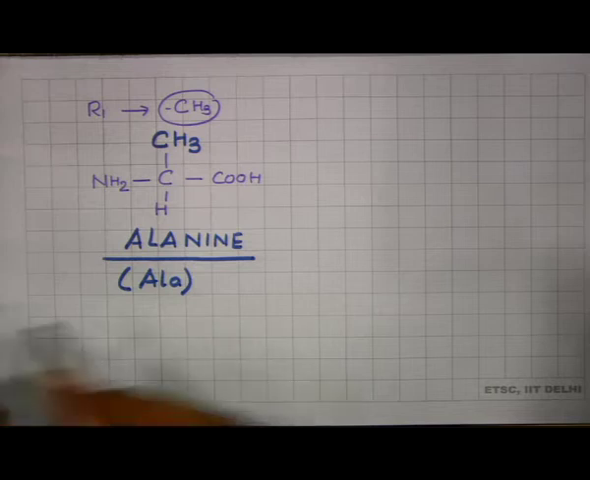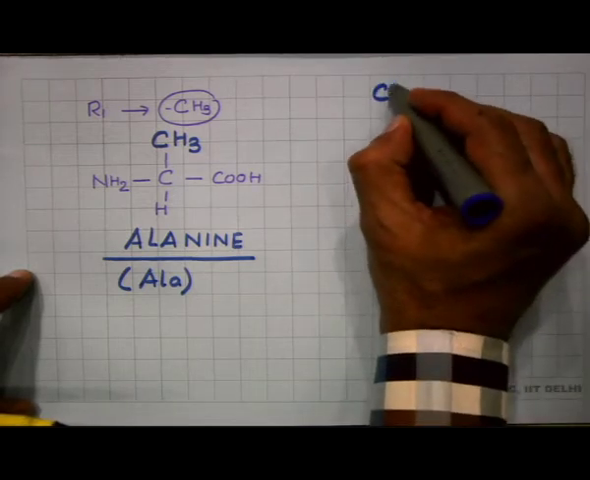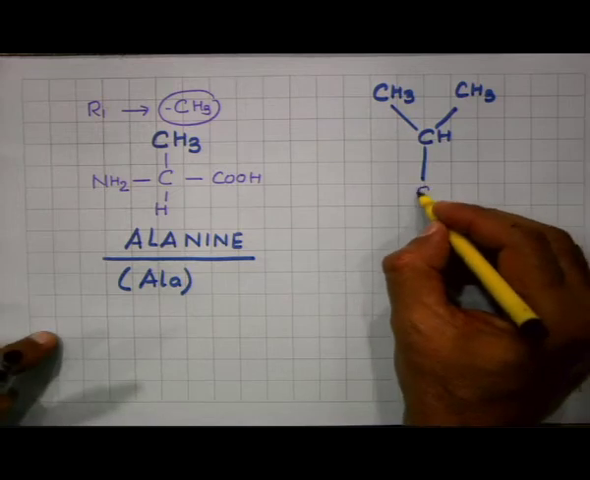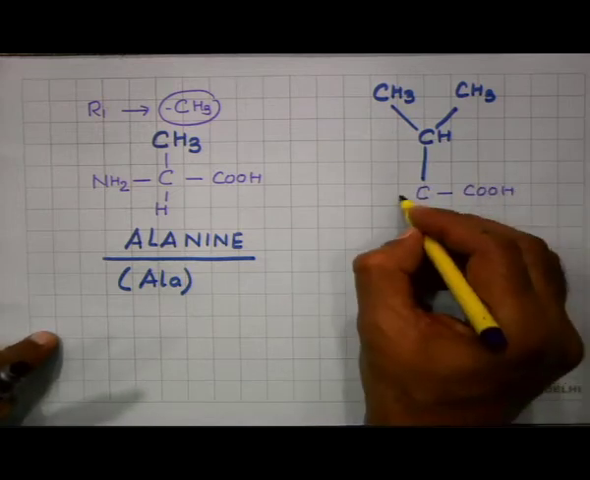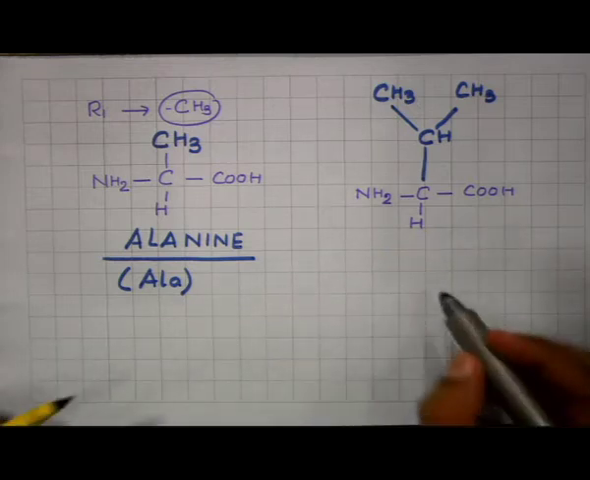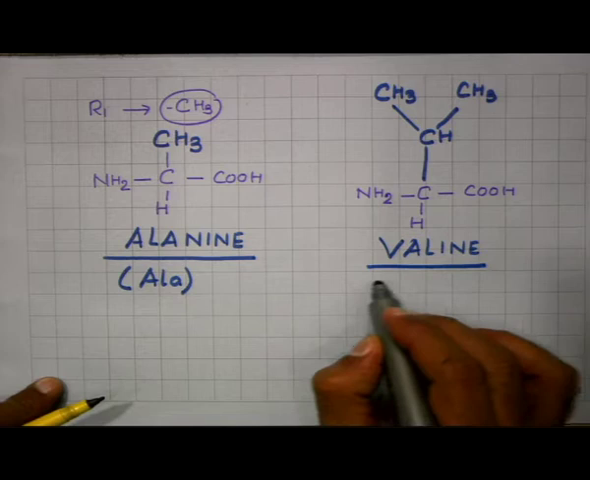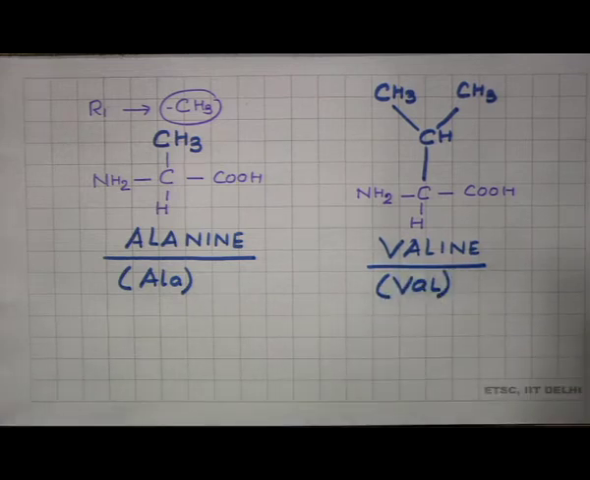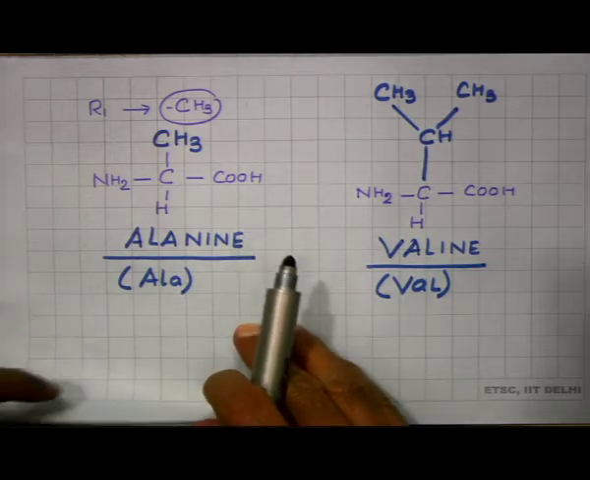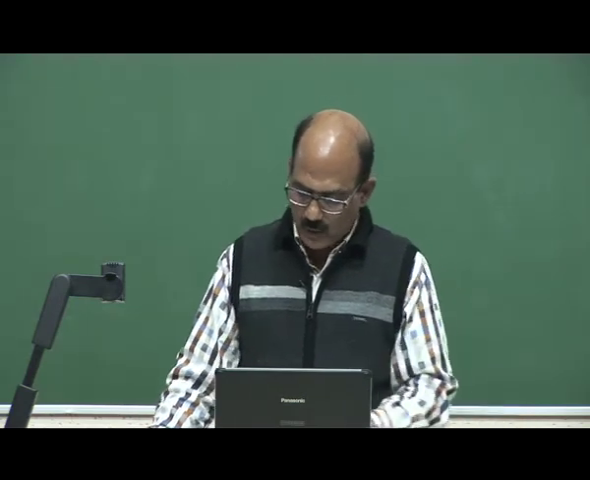If R1 is substituted by CH, methyl group here, methyl group here. Now, the basic skeleton is this: COOH, here is NH2, here is H. This is the structure of amino acid called valine, its abbreviation is VAL. So, when we substitute the R1 with different alkyl groups or different molecules, the different types of amino acid are formed.